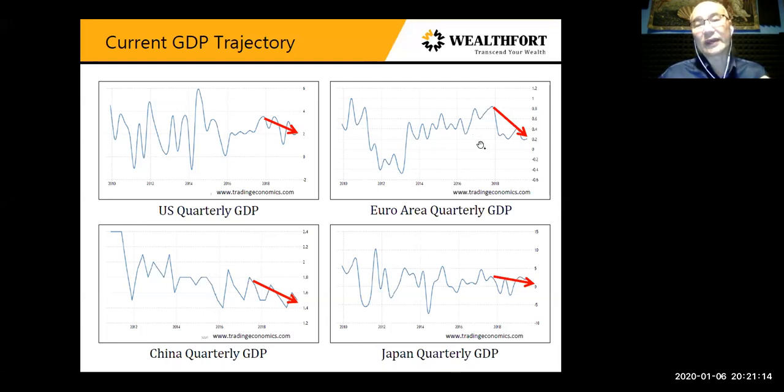Then you look at the Euro area quarterly GDP, it's actually tanking. And China quarterly GDP over the past year or a little bit more than a year is also trending down. If you look back at the chart all the way to 2009, the GDP then was 10%. Right now it's falling to 6%. And this year alone, the Chinese Communist Party is already expecting sub 6% growth in GDP. And Japan quarterly GDP is trending down slightly.